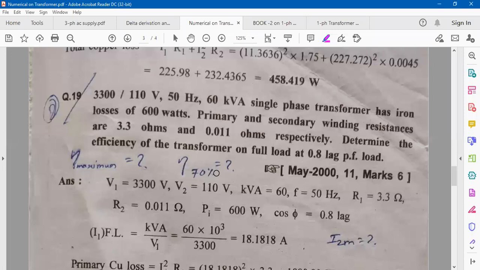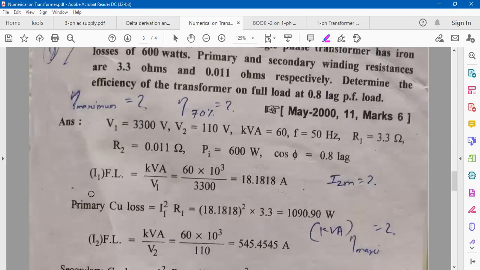What is the formula for copper loss we have seen? In general, the formula for copper loss is I1 square R1 plus I2 square R2. So we want full load copper loss, so I1 and I2 also will be full load. Can you calculate I1 full load and I2 full load?